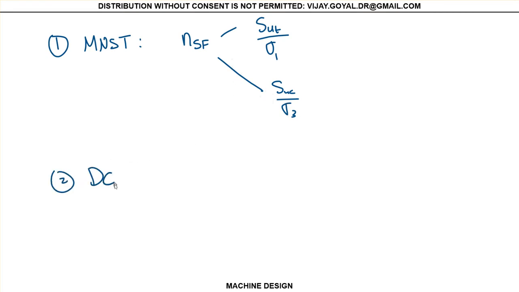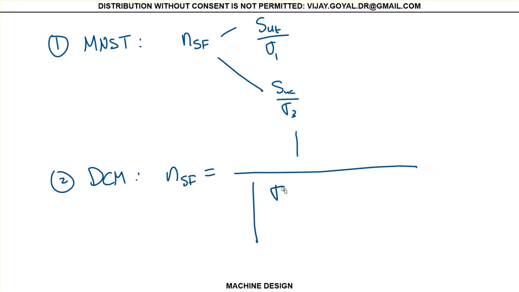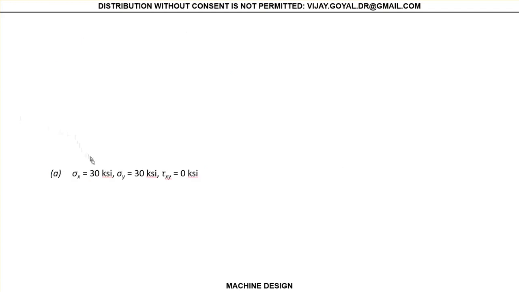The ductile Coulomb-Mohr theory says that the factor of safety is equal to 1 over the absolute value of sigma 1 over ultimate tensile minus sigma 3 over ultimate compression. Okay, and then you have the modified Mohr. The modified has various cases, and we will just talk as we move along in the example. Okay, so let's work with the very first case.